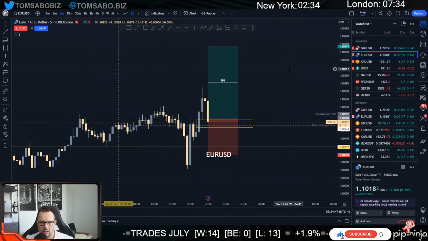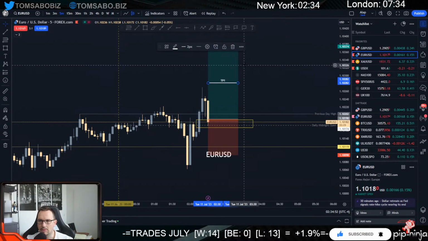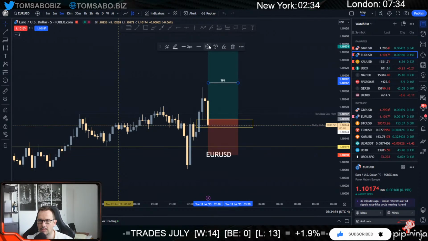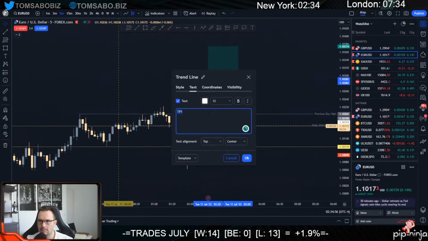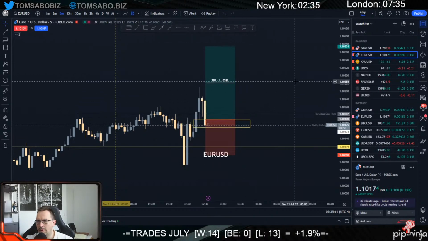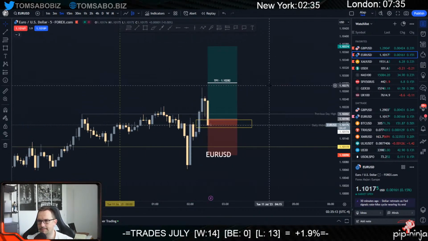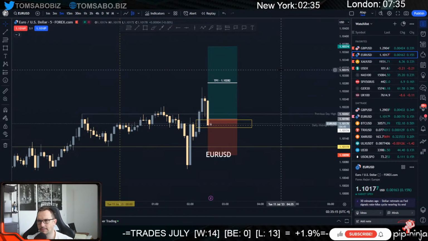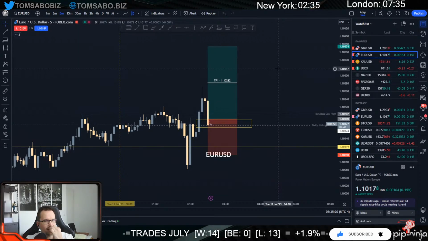False breakout of the low might push up. Yeah, it can easily do that. Absolutely. It can definitely do that. Good point there.